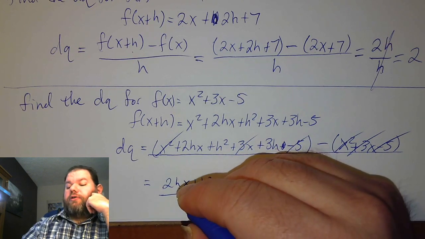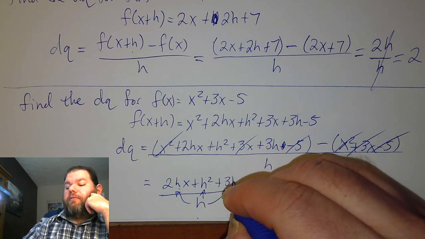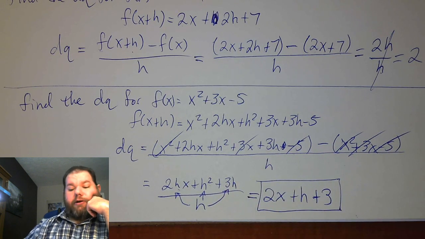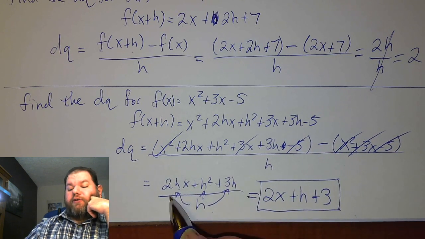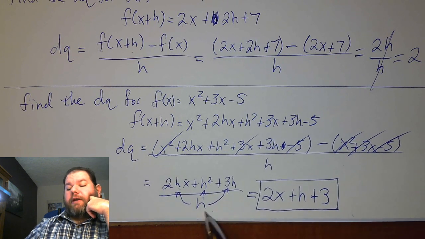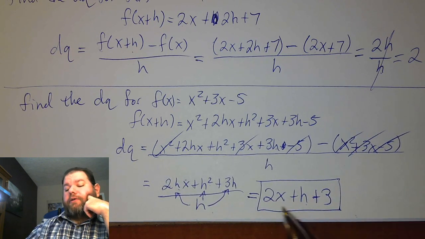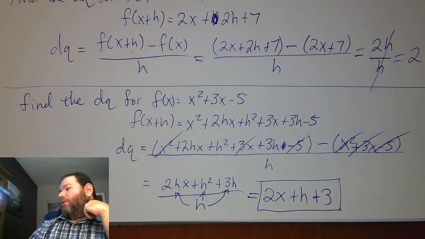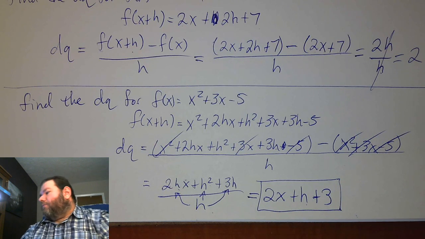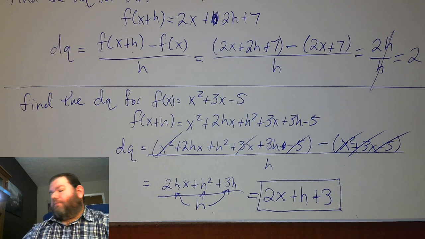Yeah, so the h divides into each of these terms. So h is like the common denominator here. So 2hx over h is just 2x. H squared divided by h is a single h left over. And then 3h divided by h is just the 3. Exactly. Okay. Any questions on that?